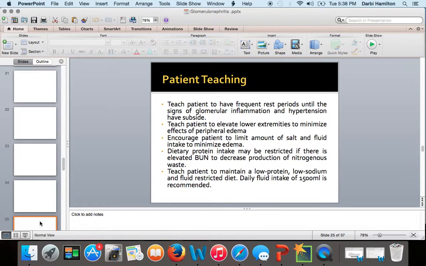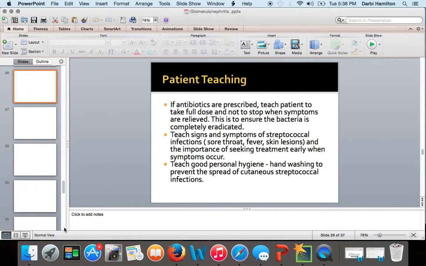Daily fluid intake is normally restricted to 1,500 mLs. If antibiotics are prescribed, we teach the patient to take the full dose and not to stop when symptoms are relieved. This is to ensure the bacteria is completely eradicated. Teach signs and symptoms of streptococcal infections, such as sore throat, fever, skin lesions, and the importance of seeking treatment early when symptoms occur. Teach good personal hygiene, such as hand washing, to prevent spread of cutaneous streptococcal infections.